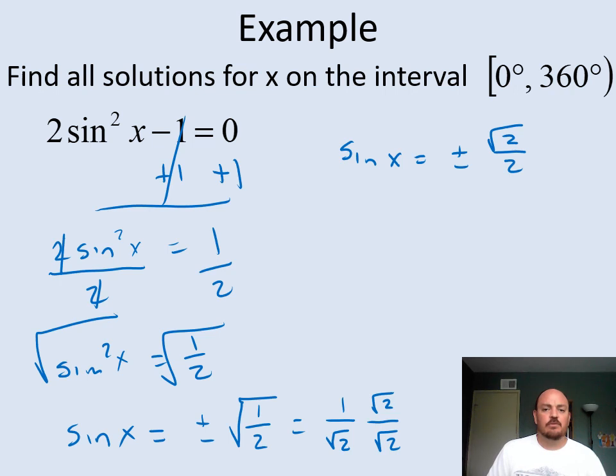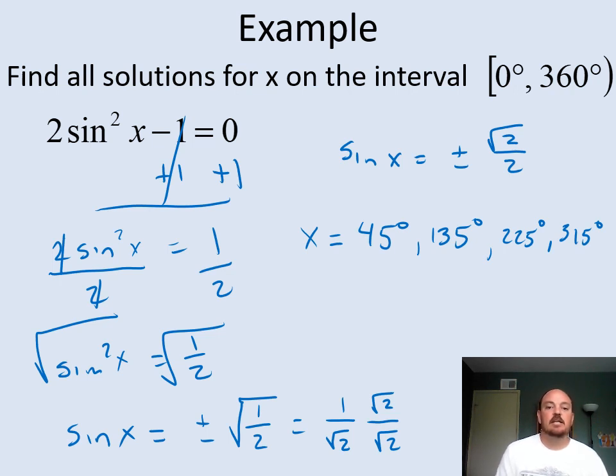So what we're going to end up with for our final answer here, we're going to have 4 answers. Because of the plus or minus, we have 2 answers where sine x equals positive radical 2 over 2, and 2 more where it equals negative radical 2 over 2. So what I'm going to get is 45 and 135. Those are the 2 places where sine x equals positive radical 2 over 2. But then I will also have 225 and 315. So I end up with 4 answers for this one.